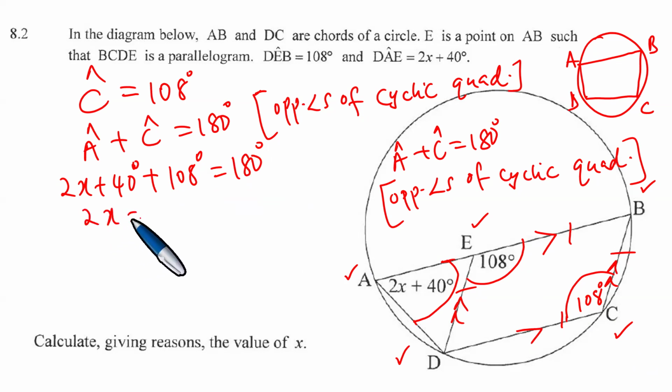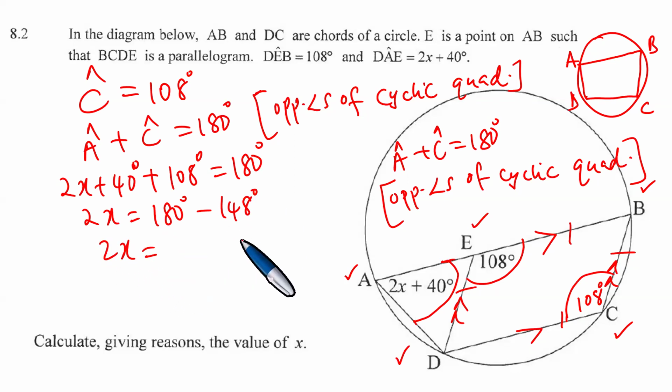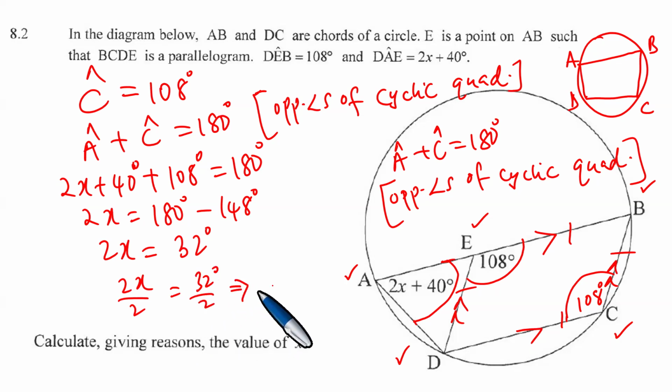And this is 2x equals 180 degrees minus 148 degrees. What is 180 degrees minus 148 degrees? We get exactly 32 degrees. And therefore, we have 2x equals 32 degrees, we divide by 2, and what is the result? The result is that x is equal to 16 degrees. X equals 16 degrees, and this is the answer to the question.